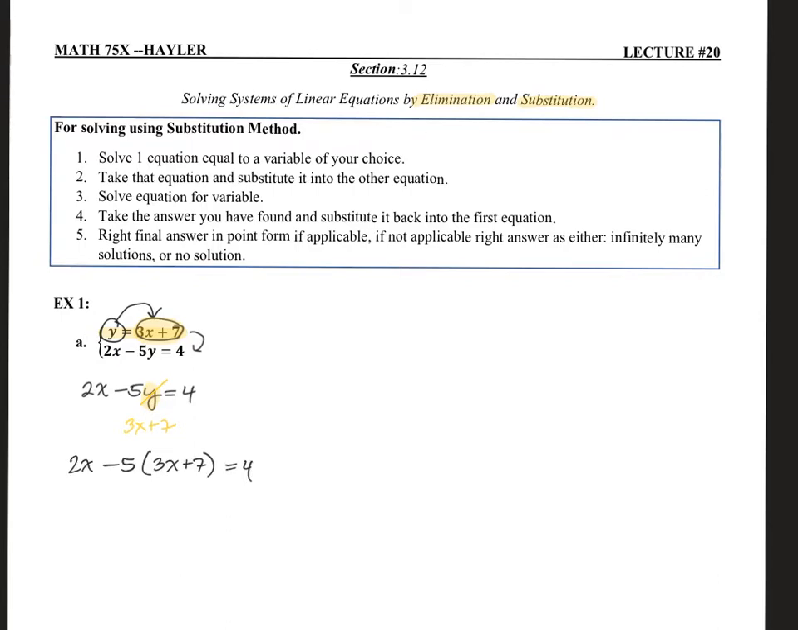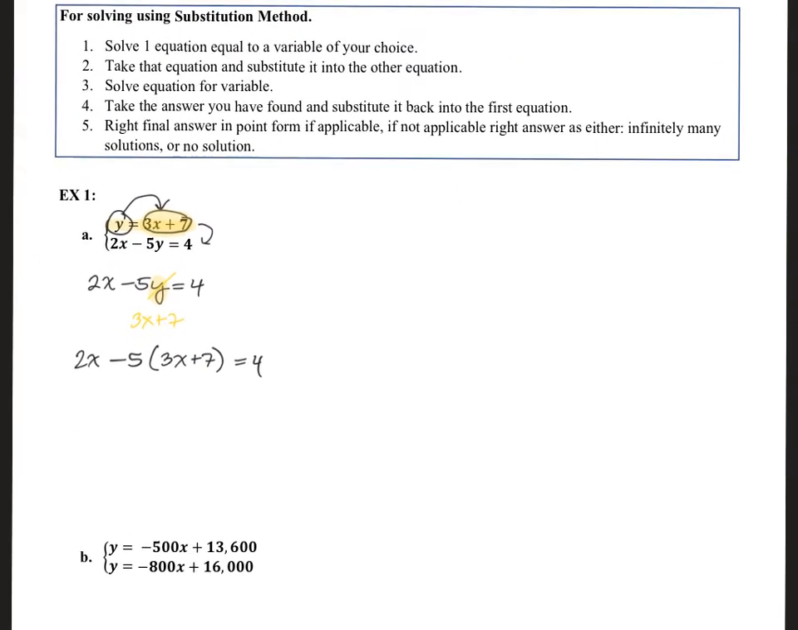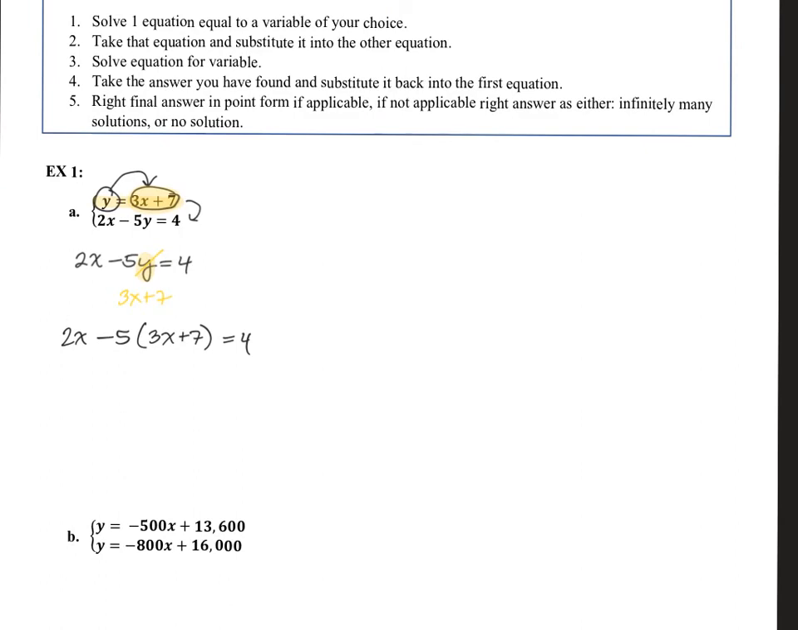Now we're going to go ahead and do step 3, which is to solve for our variable. If you want to pause the video and go ahead and solve, you could totally do that. Alright, let's get rid of that parenthesis. We have 2x minus 15x minus 35 equals 4. Let's combine those two x terms. Negative 13x minus 35 equals 4. Let's get x by itself, so add 35 to both sides. And we have negative 13x equals 39.